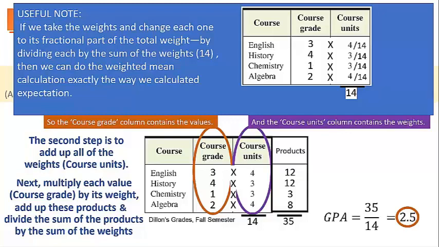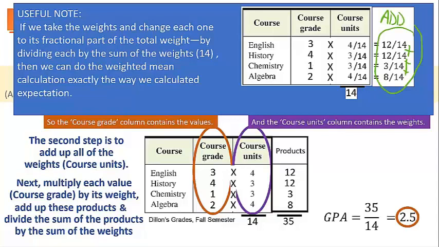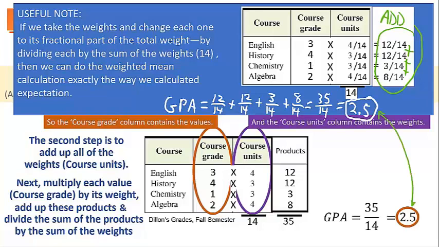At that point, it's just like an expectation problem that you worked back in the previous section. So in the previous section, you learned that you could multiply across, multiply across, multiply across, multiply across, and then add. And when you add all those fractions, you end up with 35/14, which is the same thing we got before. You get exactly the same answer. So I'm not advocating that you do it that way. I'm just saying that if it makes sense to you to think of these weighted averages as just an expectation problem, you can do it that way. All you have to do is first change the weight column to percentages. It's up to you which way you want to do it.